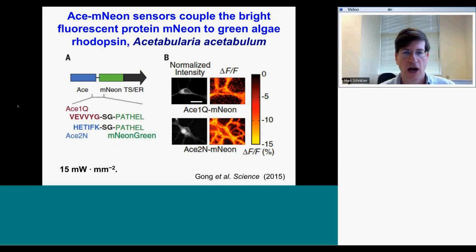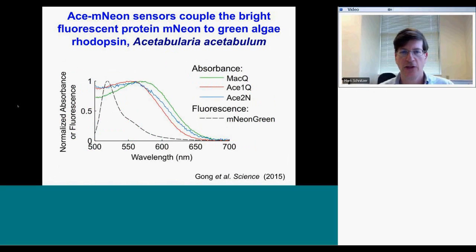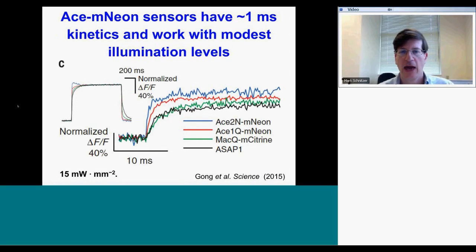Here on the left, you can see a construct that we use in our most recent indicator, coupling a fluorescent protein, M-neon, one of the brightest fluorescent proteins available, to a rhodopsin family protein from the green algae Acetobacterium, which we abbreviate ACE, much easier to say. And these images on the right show you that we're getting membrane-localized changes in fluorescence upon depolarization using 15 milliwatts of illumination per square millimeter. And you can see here, in comparison to the spectra that I just showed you previously, that the ACE rhodopsin protein has a better spectral overlap with the emission spectra of the M-neon green than the prior indicator that I showed you.